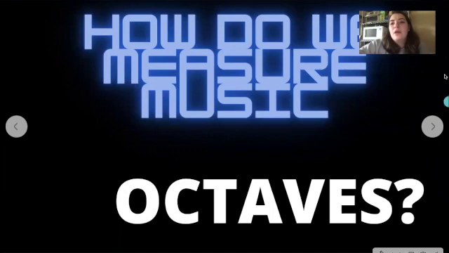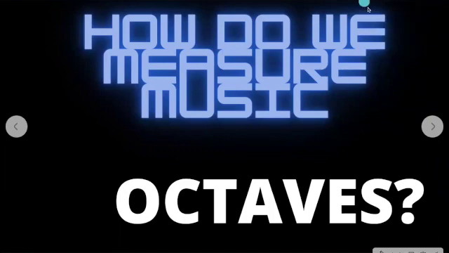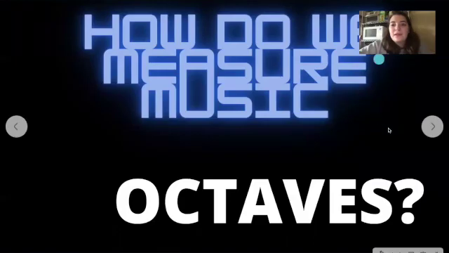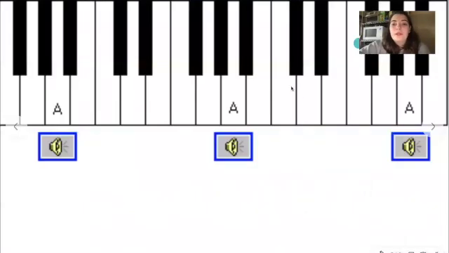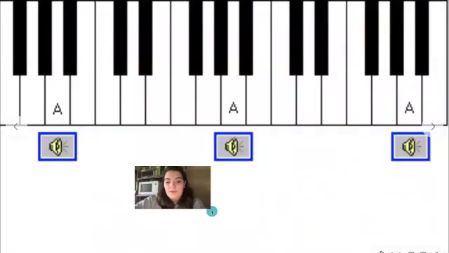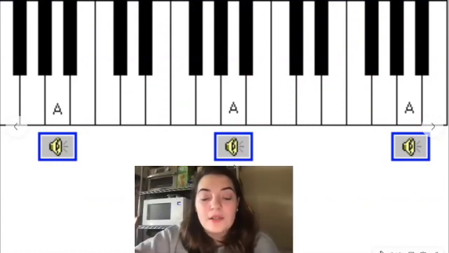So our question on our screen is as follows. How do we measure music? And today we will be talking about octaves. But what is an octave? So an octave, let's break down the definition. What is an octave? That is our question today.